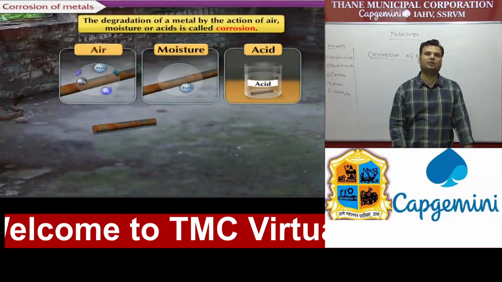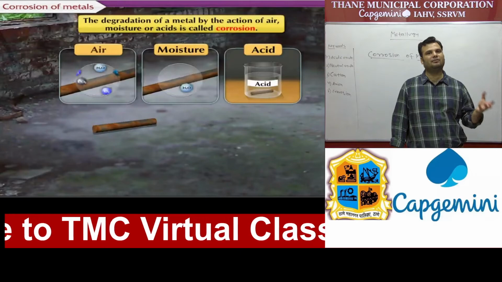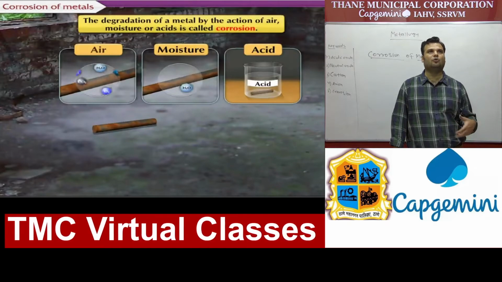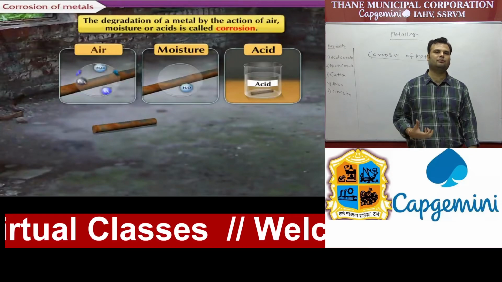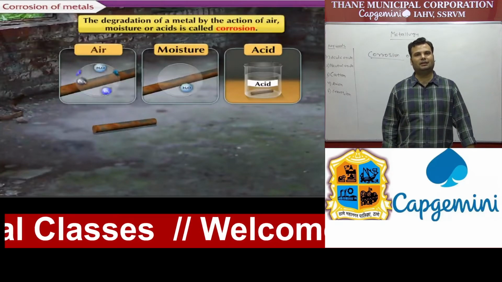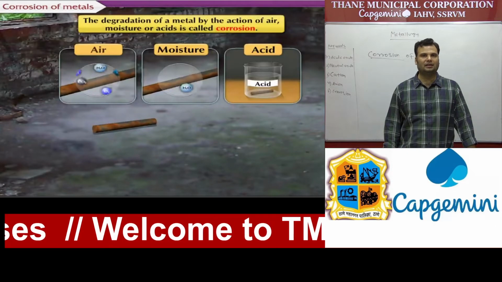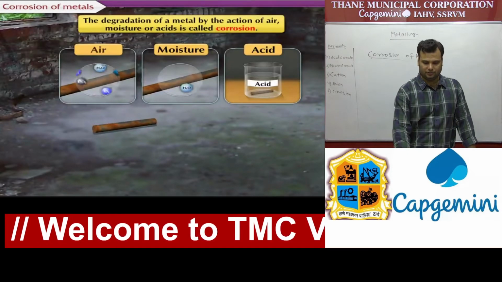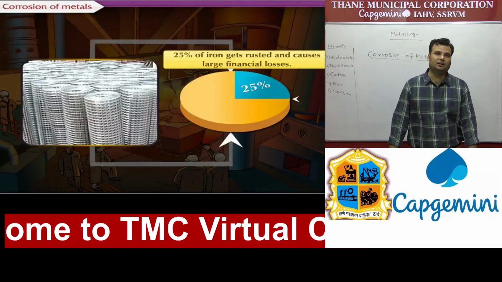It mainly occurs because metals are reactive. Whenever metals react with oxygen, they form their oxide. Moisture means water, and with acid, they form the brown layer on the metals, which is the oxide form, also called rust, and the process is called corrosion.